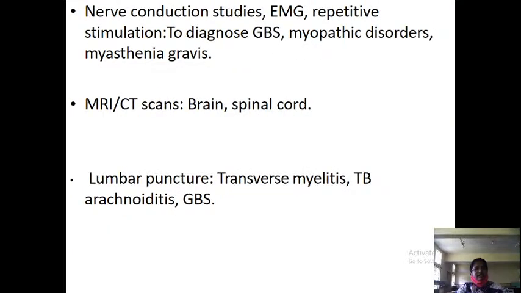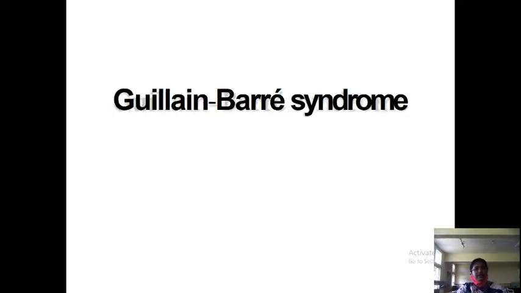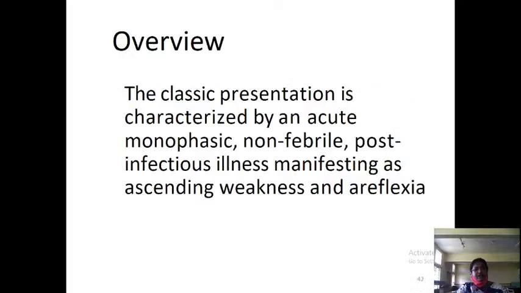Nerve conduction studies, this is very important, and EMG, that is electromyography, mainly in case of GBS and other myopathic disorders, and repetitive stimulation in case of myasthenia gravis. Then MRI and CT scan of the brain and the spinal cord, especially in cases of transverse myelitis and other cord lesions. And lumbar puncture, like we discussed in GBS, that will show the classic albuminocytological dissociation.